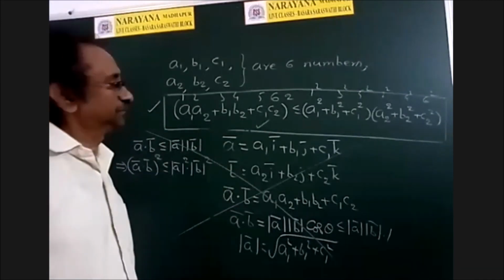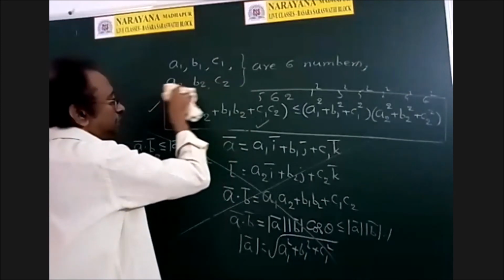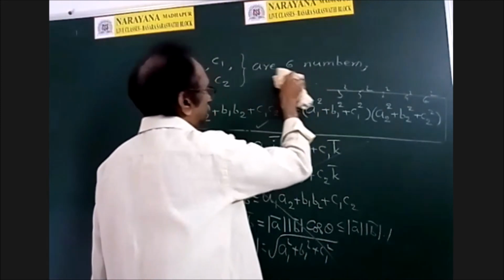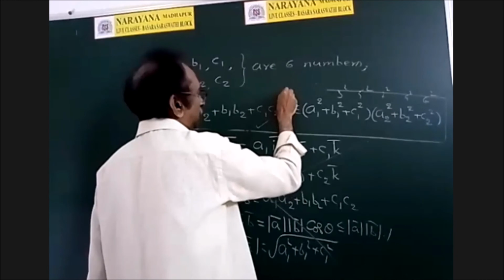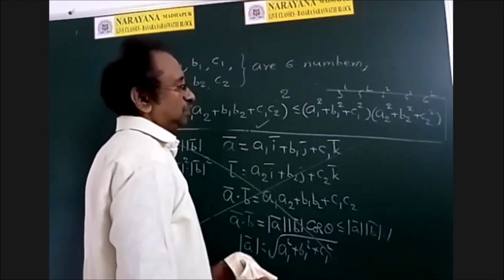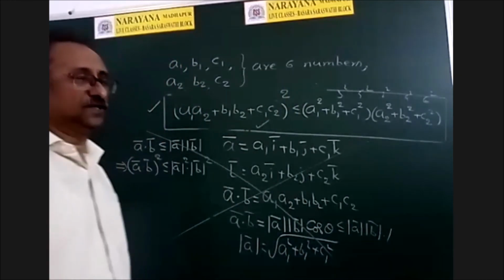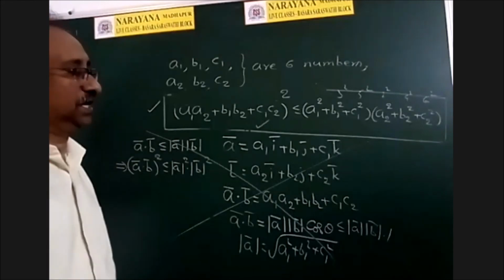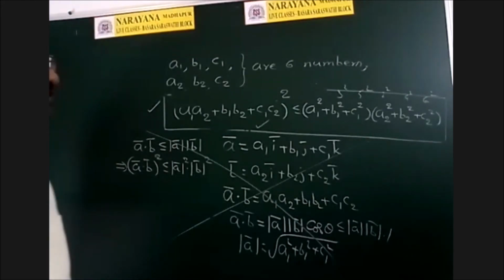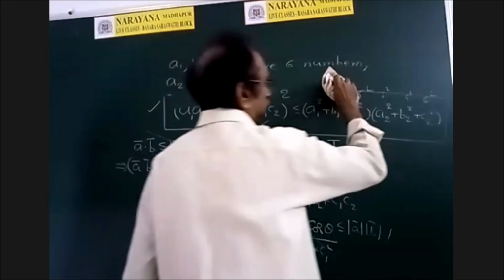So write this formula. (A1 A2 plus B1 B2 plus C1 C2) whole square is less than or equal to (A1 square plus B1 square plus C1 square) into (A2 square plus B2 square plus C2 square).